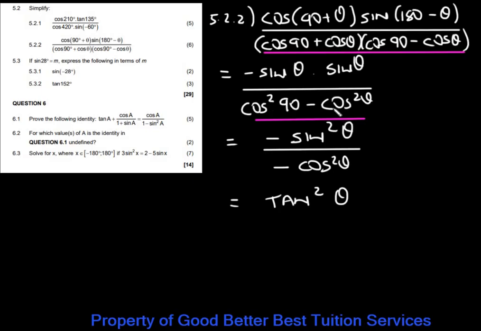The denominator, cos of 90, is 0. And so that falls away. It leaves us with negative cos squared theta, and negative sine squared divided by negative cos squared is tan squared theta.